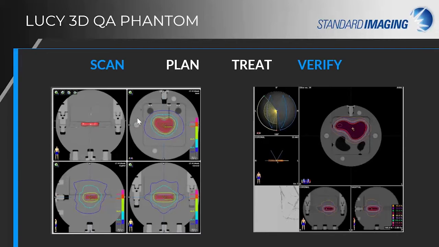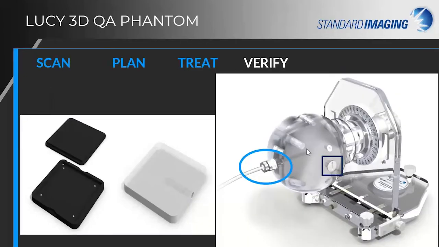On the left here, we have a plan that delivers 4 conformal arcs to the isocentric target. And on the right, we have one that's utilizing the largest of the irregular volume inserts. Now, once you have scanned, planned, and treated it, you need to verify it.